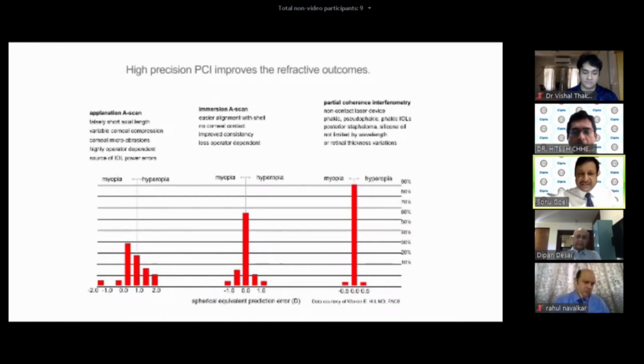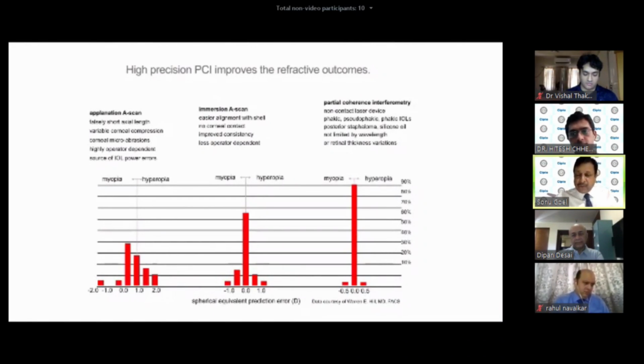For the immersion A scan, there is easier alignment with the shell, there is no corneal contact, improved consistency, and it is less operator dependent. So if you see the bar in the center, it's almost close to zero as compared to the applanation, where it falls slightly on the myopic side.